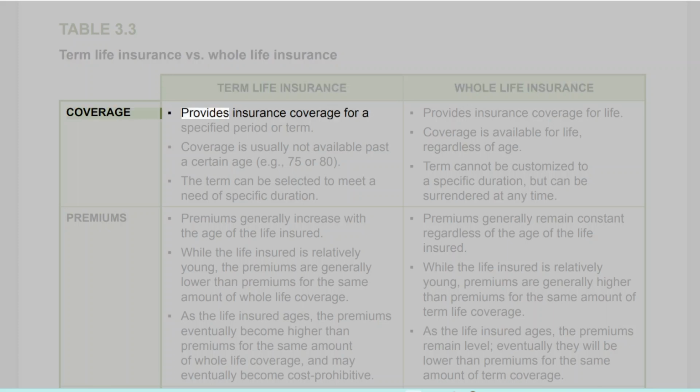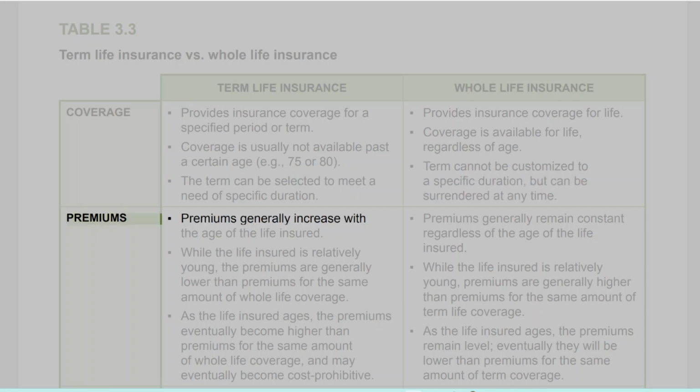Coverage. Term: provides insurance coverage for a specified period or term. Coverage is usually not available past a certain age, for example, 75 or 80. The term can be selected to meet a need of specific duration. Whole life: provides insurance coverage for life. Coverage is available for life, regardless of age. The term cannot be customized to a specific duration, but the policy can be surrendered at any time.